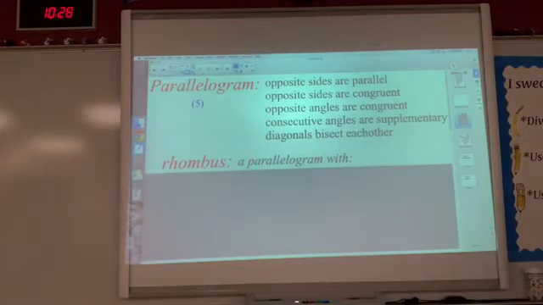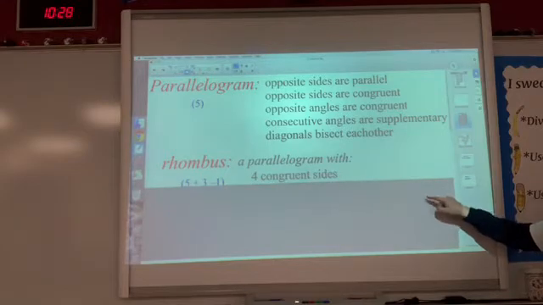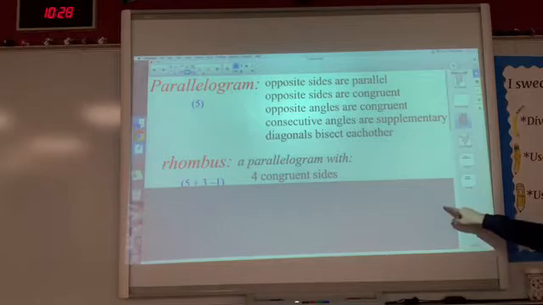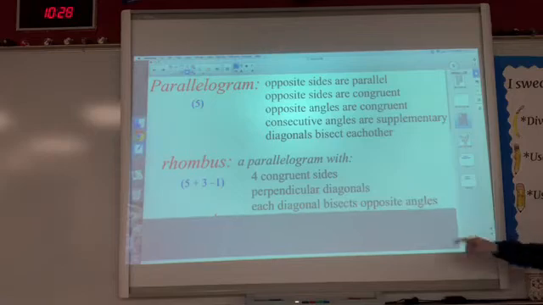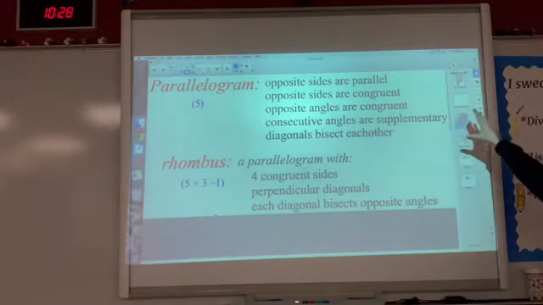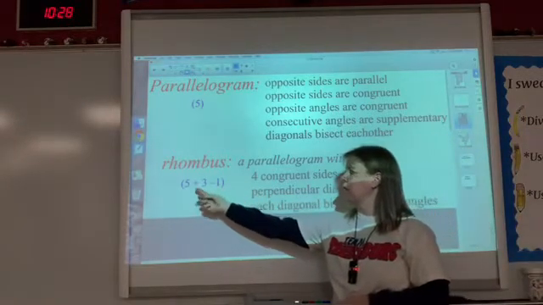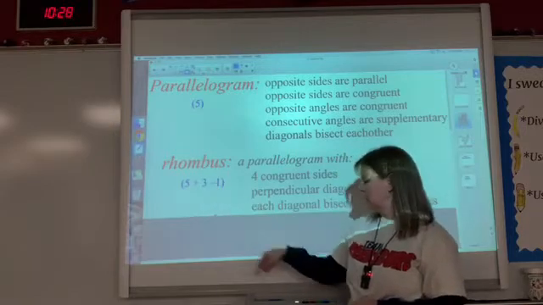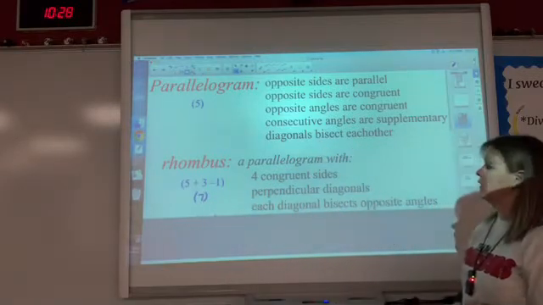A rhombus is a parallelogram. So it has all 5 of those properties, but it also has 4 congruent sides. Perpendicular diagonals. Each diagonal bisects opposite angles. So those are in addition to the 5 properties that a parallelogram has. It has these 5 plus these 3. And if you take a look over here at 5 plus 3, it does say minus 1. So really, instead of 8, it only has 7 properties. One of these we have to take off.